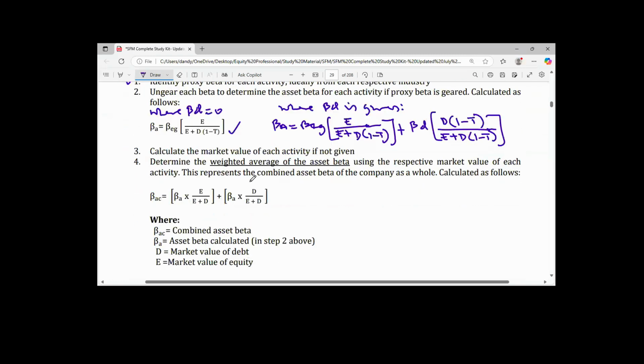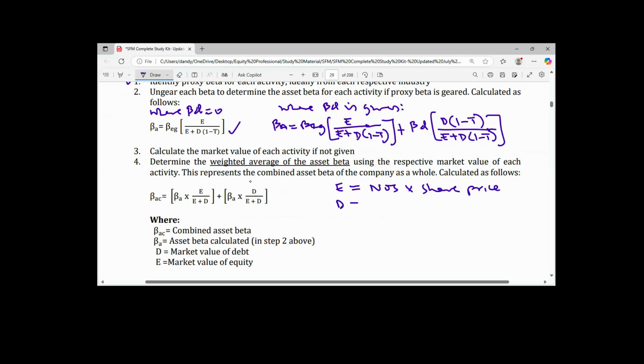Once you have ungeared, then move to step 3, which is to calculate the market value of equity and the market value of debt of each activity. All right, the same way you calculate market value of equity, you remember. So the value of equity is calculated as the number of shares multiplied by the share price.